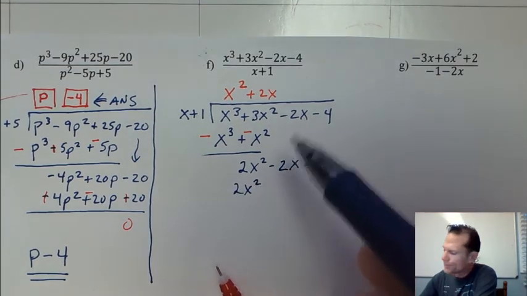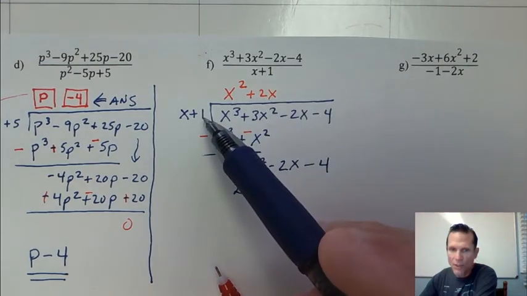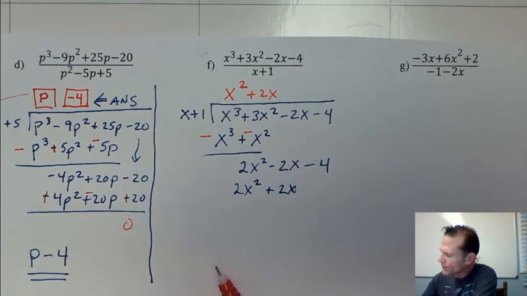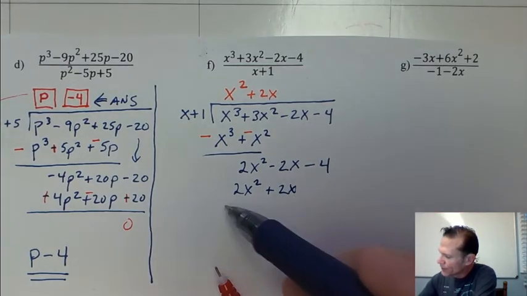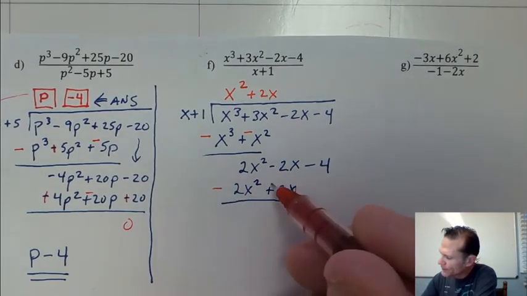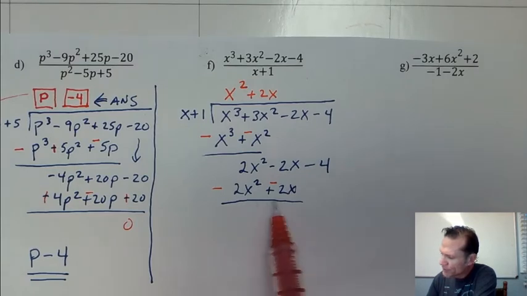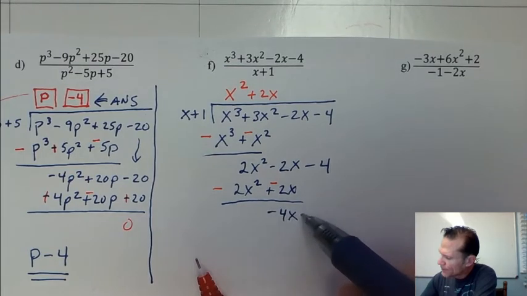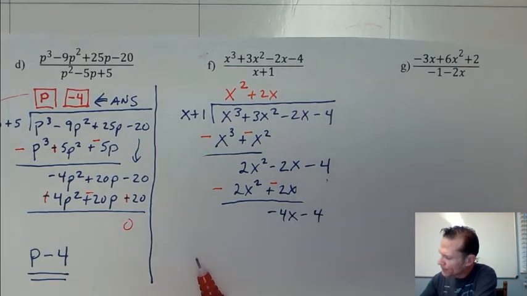Then I have 2x times 1 will give me positive 2x. Being careful with my signs here, I'm going to draw a line, change my signs. Don't forget to change both the signs here. And I get minus 4x minus 4, and bring that 4 down.